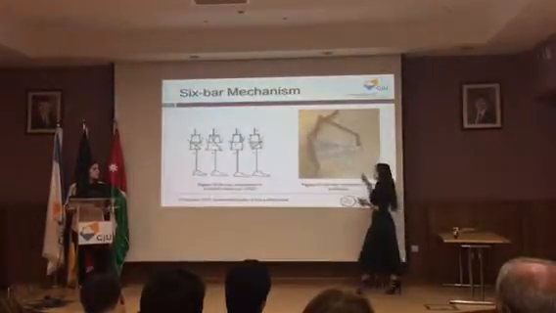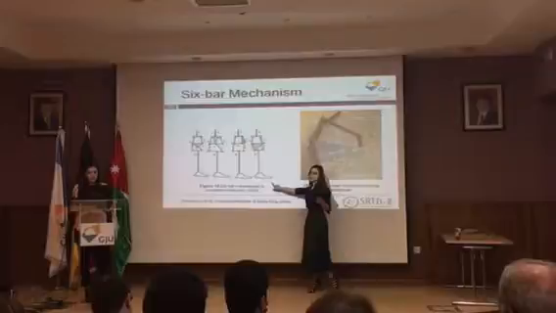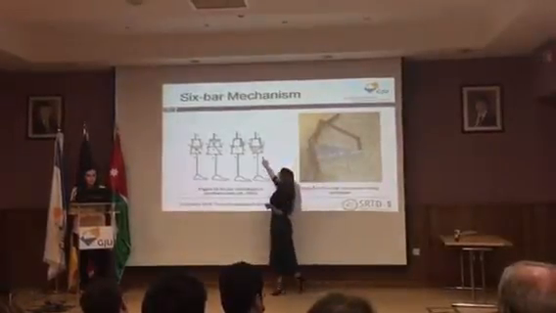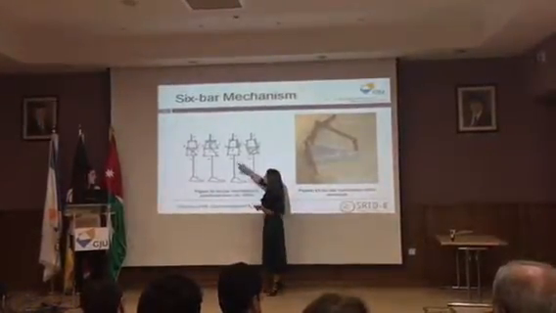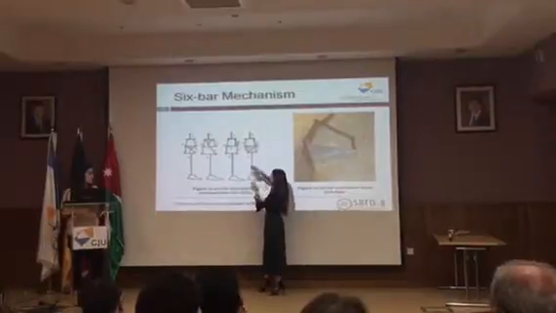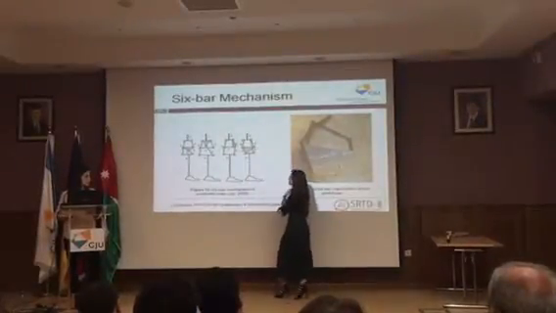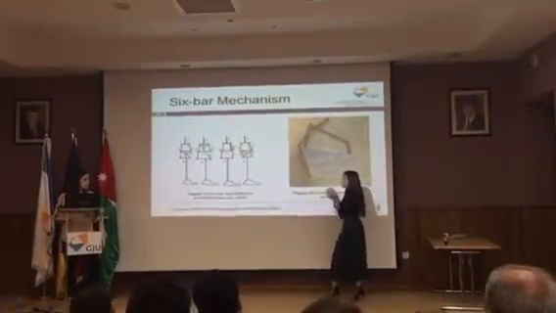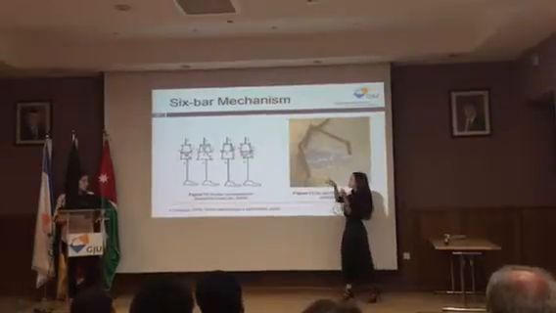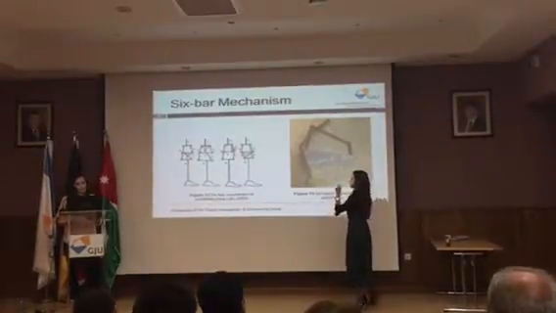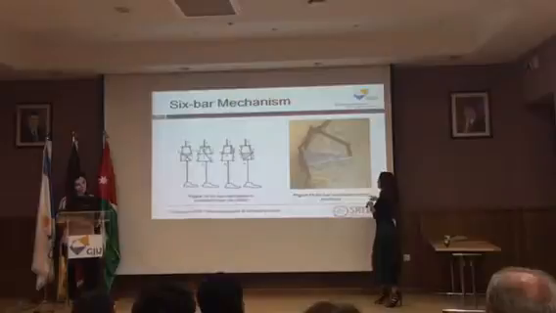The 6-bar mechanism has already been used successfully in knee prosthetics, and we can see here the way the 6 bars move together in order to propel the body forward. It's kind of hard to visualize it through pictures, but we'll show you a video later on so you can see how the bars move and correspond to one another.